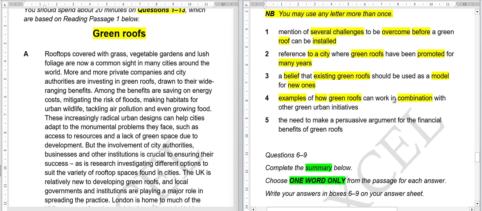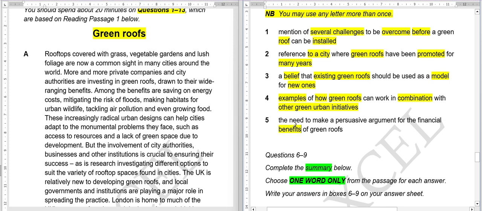These kinds of words will be given with other green urban initiatives. So there may be other green urban initiatives, and we can use green roofs in combination with them, side by side, simultaneously. Something like that. Fifth, the need to make a persuasive argument for the financial benefits of green roofs.